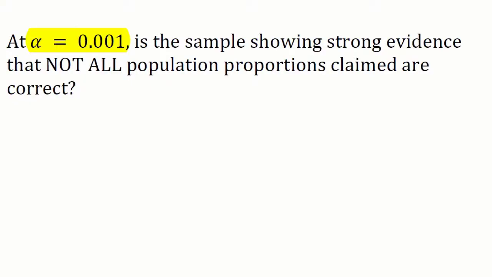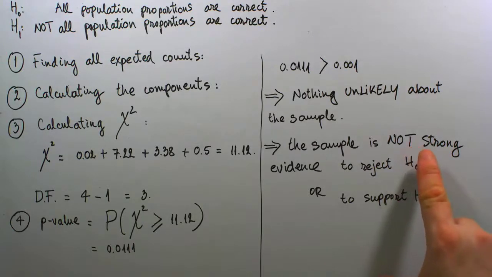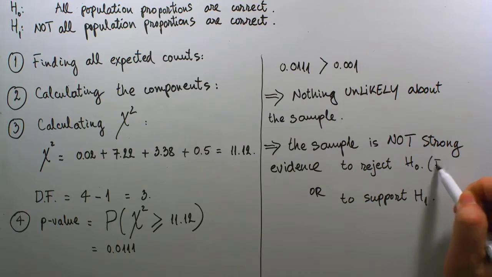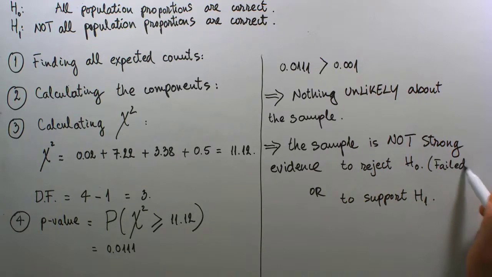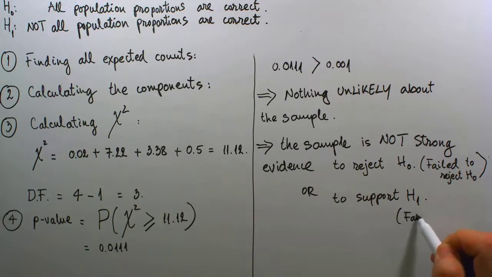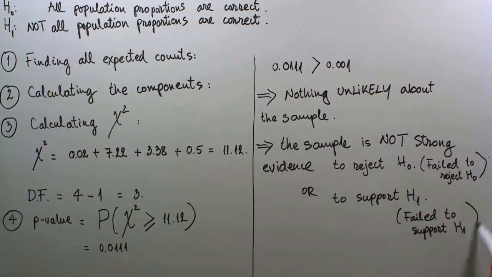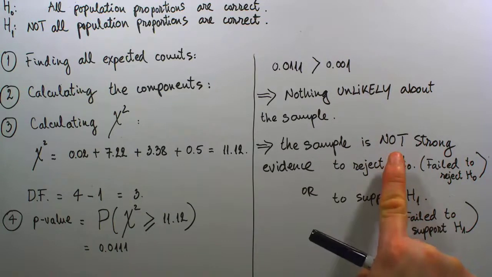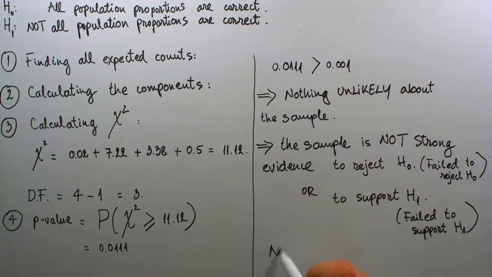And ultimately, the question itself is a yes or no question. As stated here, is the sample showing strong evidence? We apparently show that we did not have strong evidence. So in this case, really it means we fail to reject H sub 0. And that is the same as saying that we failed to support H1, all due to the fact that we don't have strong evidence. And so back to the ultimate question, now our answer here is no.